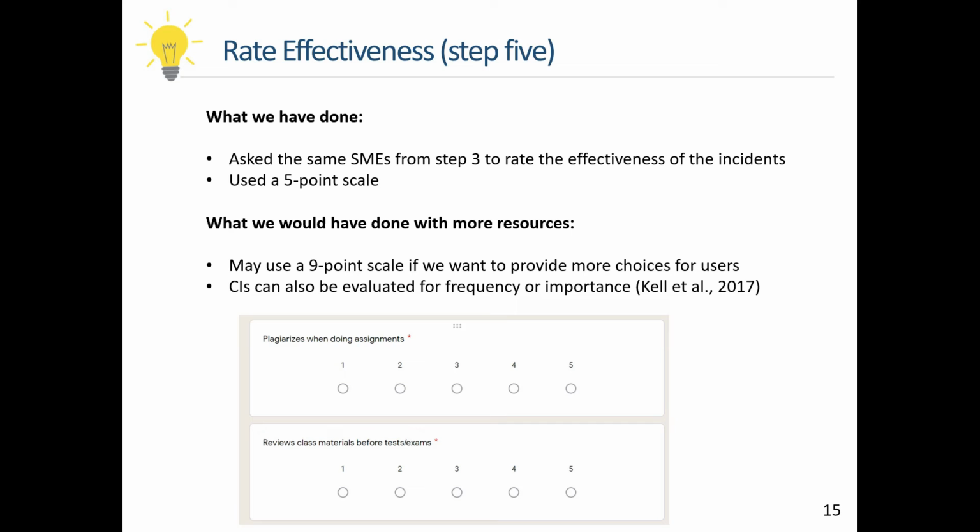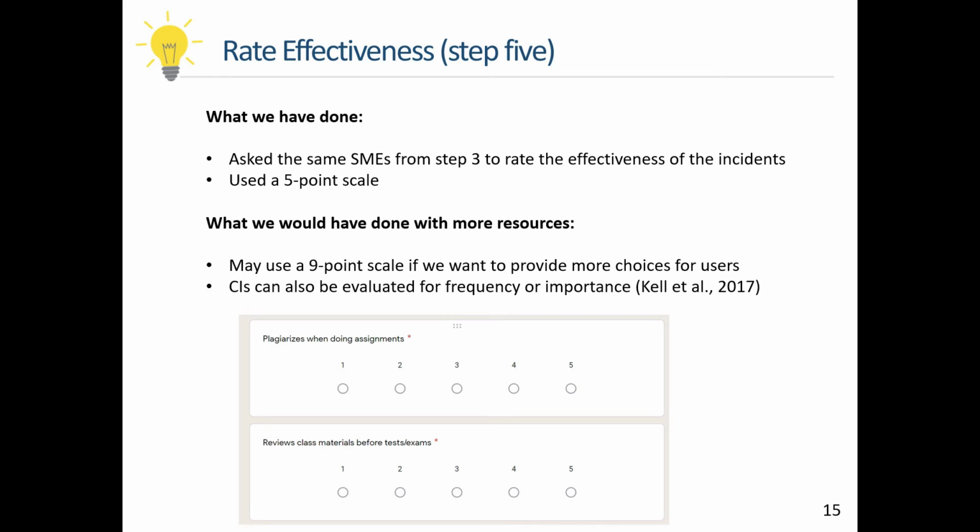Hello, Joey here. I will be discussing steps 5 through 7 as well as our final product. Now, for step 5, we had the SMEs from step 3 rate the effectiveness of the incidents on a 1 to 5 scale. If we had more time and money, then it might have been a better idea to use a 7 or 9 point scale to offer more choice to the SMEs. We also could have had our SMEs evaluate our critical incidents on frequency and importance to gain more insight into the effectiveness of the CIs.